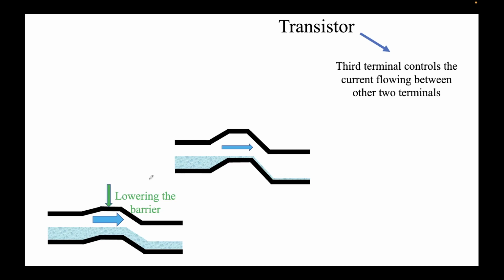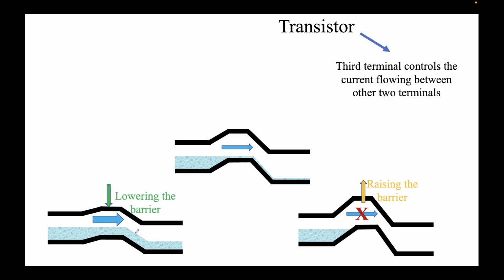However, if I somehow lower this barrier, note that the left and right remain the same, they are at the same potential. If I lower the middle barrier, a larger amount of water can flow. On the other side, if I lift the barrier, note the left side water level is the same as the first case. If I lift the barrier, the water will never be able to cross the barrier and come to the other side. So here no water will flow. So this is what a transistor is. That means the third terminal, the middle terminal, is controlling the water flowing between the left and the right terminal. This is what a transistor is.